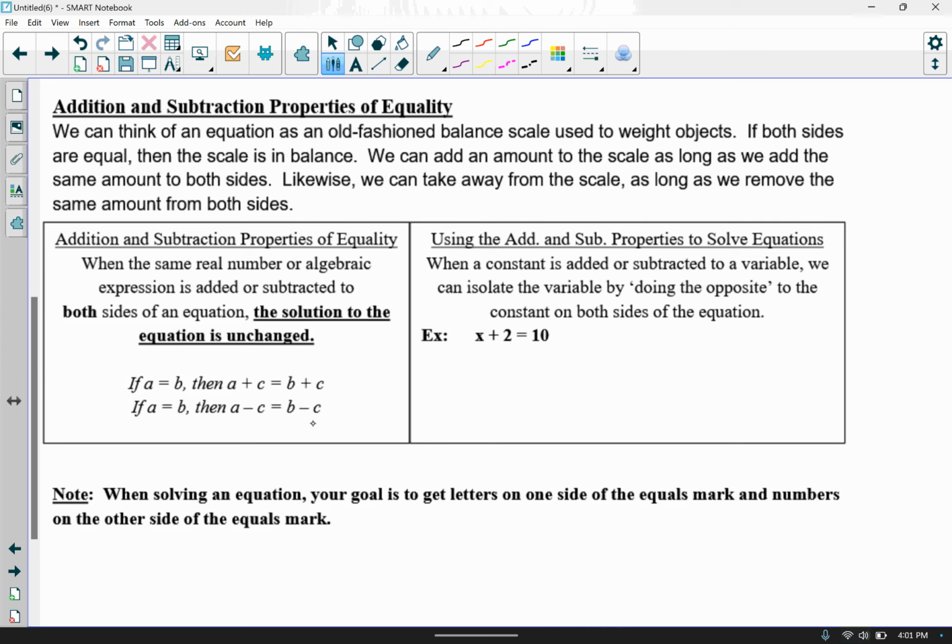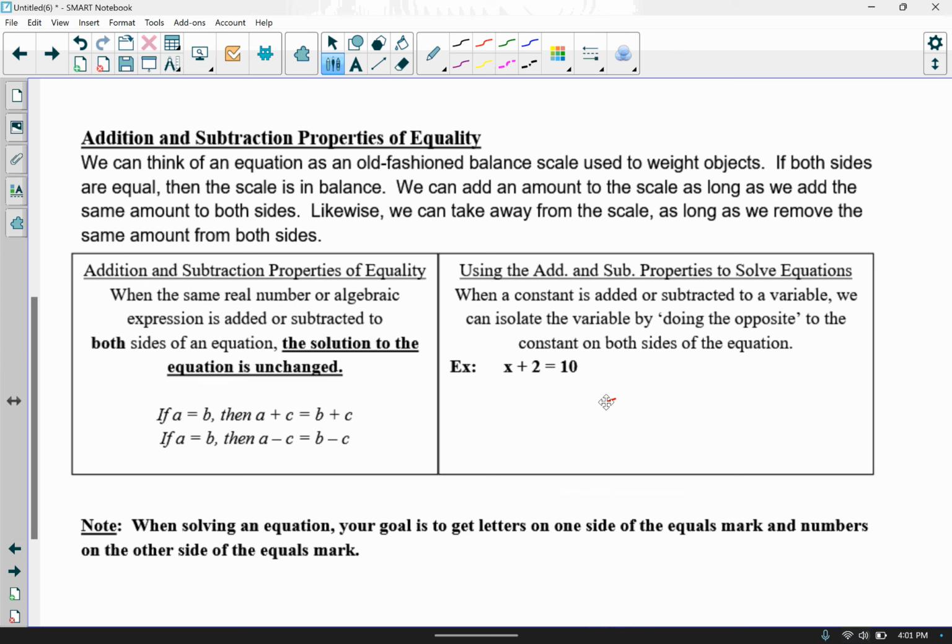Okay. So looking at the example over on the right, it wants us to solve here for x. So my goal is to get this x all by itself. So in order to get this x all by itself, I've got to bring that 2 to the other side. Another thing I always like to say when I'm solving equations is my goal is to get letters on one side, numbers on the other. And so in order to get that x all by itself, I need to get that 2 to the other side. I've got to undo it. Right now it's adding 2, so the opposite of that would be to subtract 2. That way I'm keeping it balanced. I did the same thing on both sides.